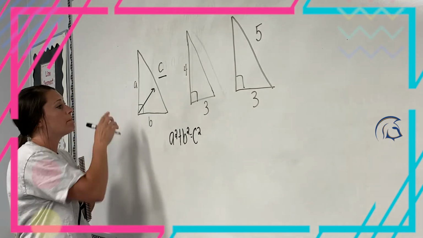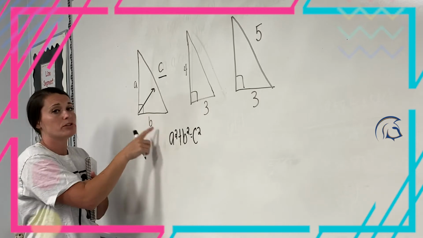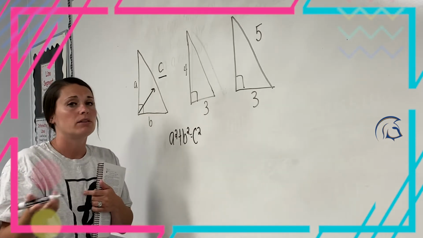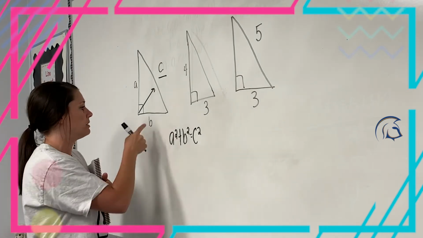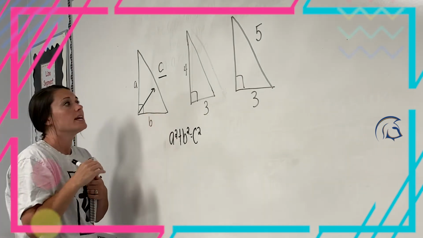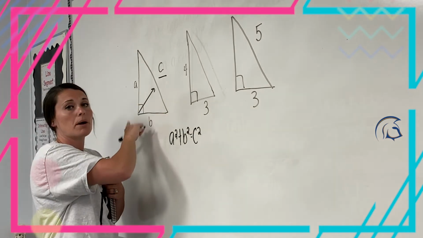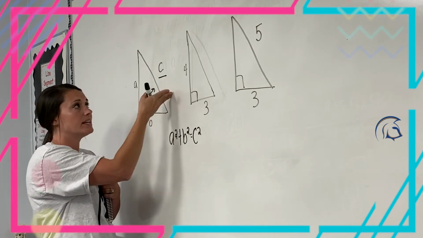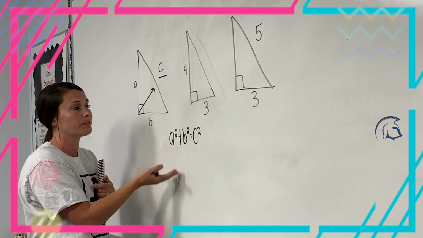Now, it doesn't matter which letter you label your sides. You could have b here or a here, or sometimes it'll give you another letter in your worksheets. It could be v or u, okay? It does not matter. All that you need to know is that the side opposite the 90-degree angle is the hypotenuse, and that's always c squared in our formula, okay?